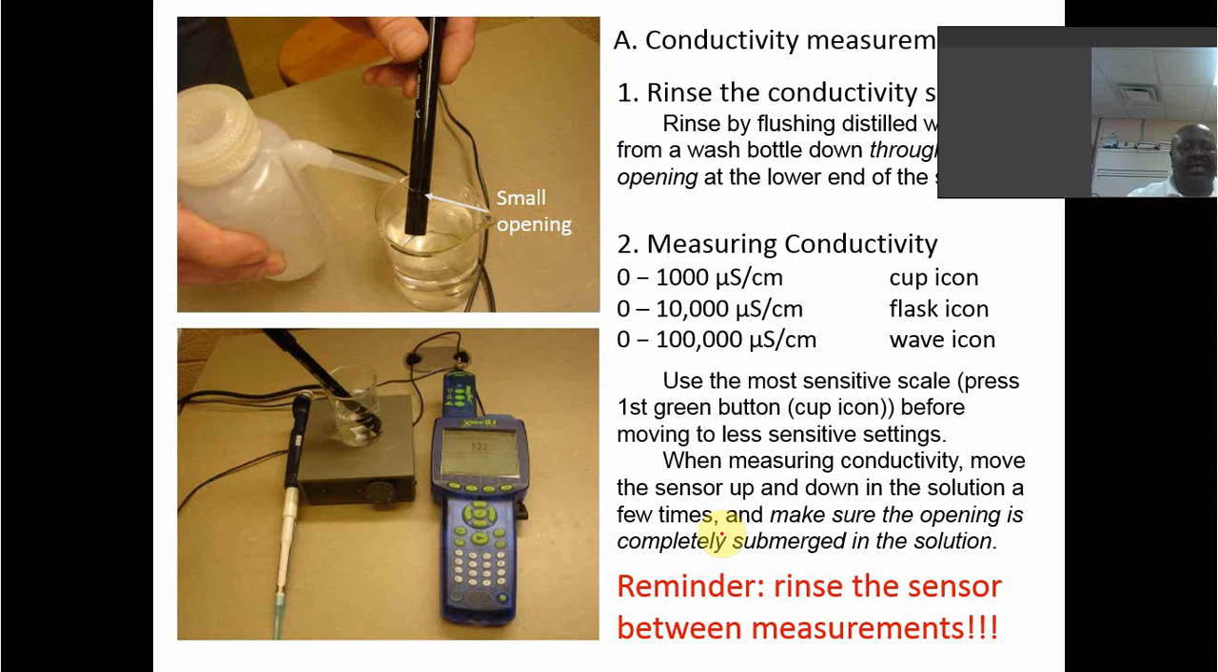So there is our conductivity sensor. It's got a little opening here, and the sensors are in here. Between measurements, you want to rinse through that hole to wash off whatever is in there. And to make sure that the solution in here is equal to the solution out there, you want to dip it up and down, 1, 2, 3, in order to enforce that.